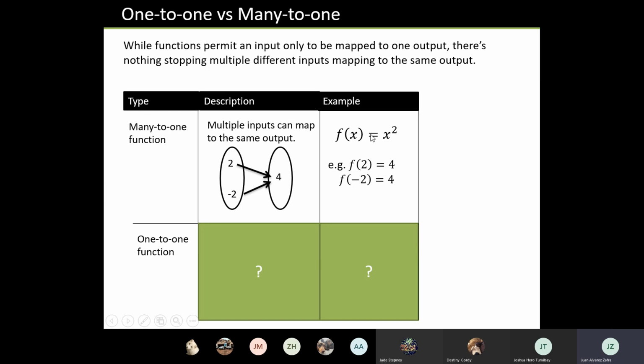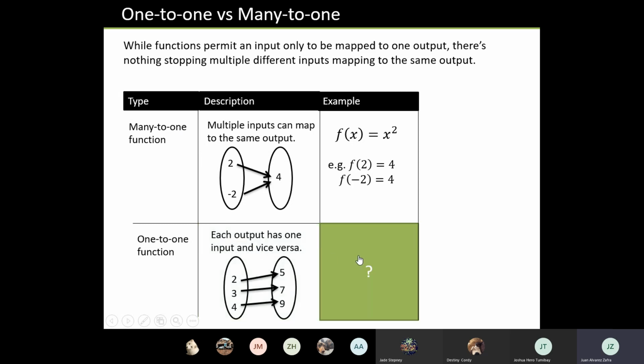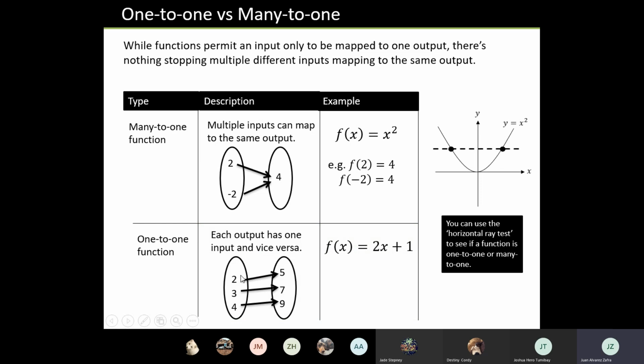So it's a function. A function must not send one value to 2 values, but it can send 2 values to one value. And if it does, it's a many-to-one mapping, and because it's a function, it's a many-to-one function. The other option is it could be a one-to-one function, which basically means that one value in the input set goes to one value in the output set, and every value in the output set corresponds to one value in the input set. This is important for inverses later.